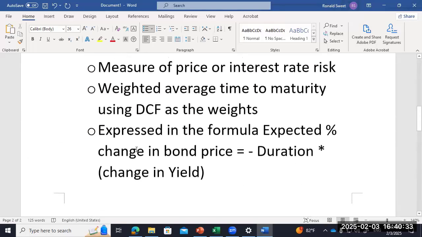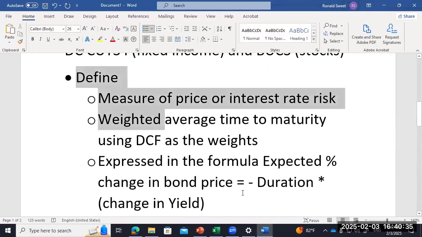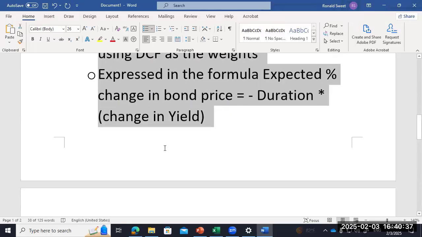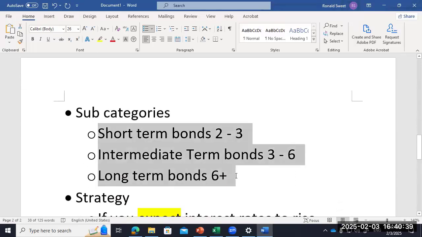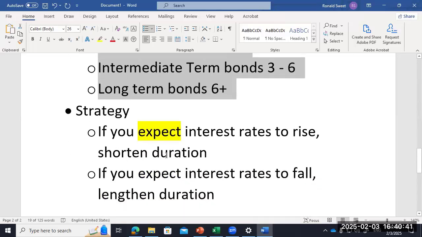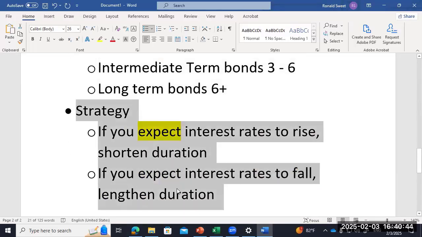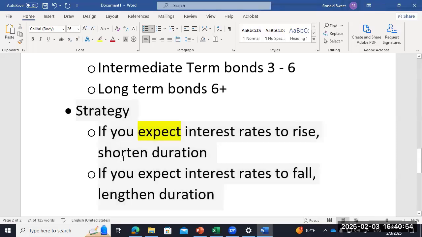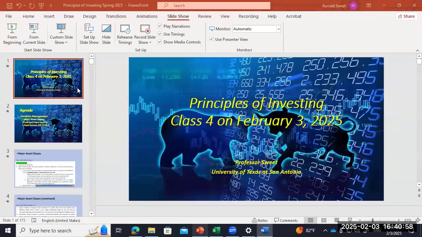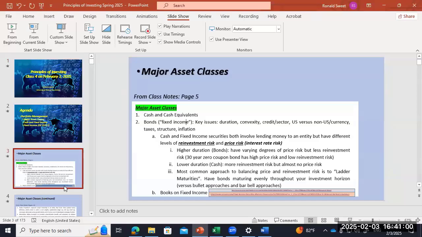All right, so that's just one example. So you define what we're talking about. You look at the subcategories, and in giving those subcategories, what do you do? All right, that's going to be really key for that second question on the exam, where I actually give you a scenario. You have to look and see, are we expecting rates to rise or fall? Oh, we expect them to rise. Well, I recommend we shorten duration. All right. So we go back to the class notes.